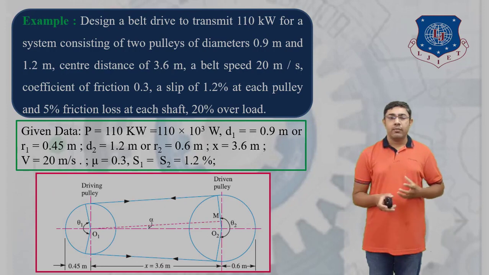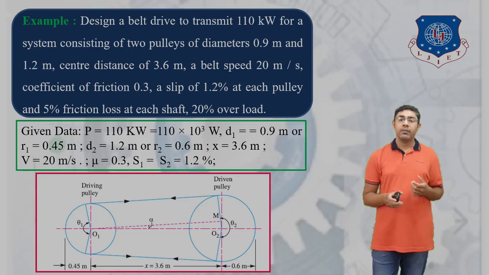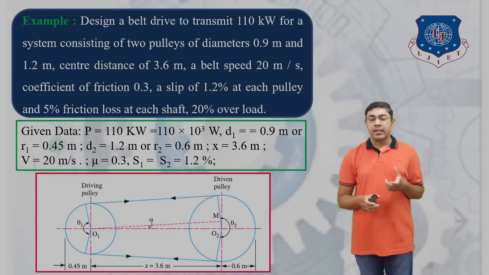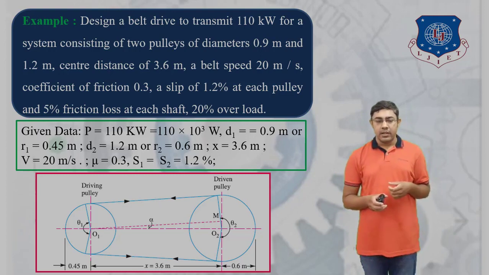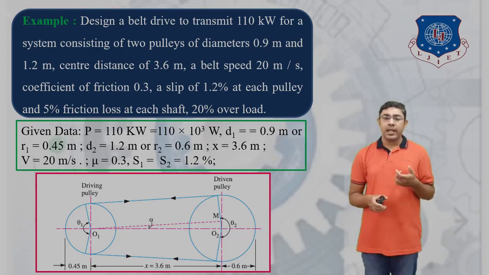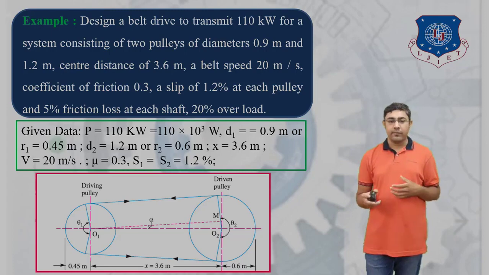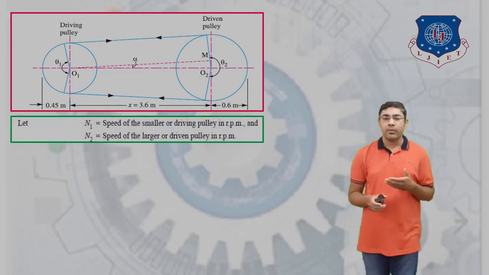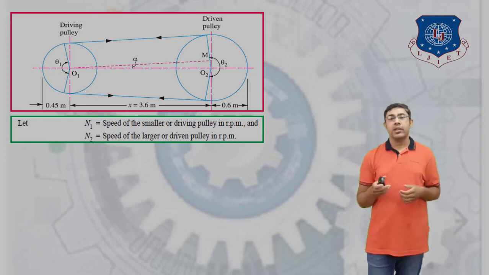According to this given problem, consider the figure as shown here. This figure shows our given problem. Here the smaller pulley has radius 0.45 and the larger pulley has radius 0.6 meter, and the center distance between these two pulleys is x equal to 3.6 meter. Here the smaller pulley is the driving pulley and the bigger pulley is the driven pulley, and we have to design this belt drive according to our data. So first, let N1 be the speed of the driving pulley or smaller pulley, and N2 be the speed of the bigger pulley or the driven pulley.